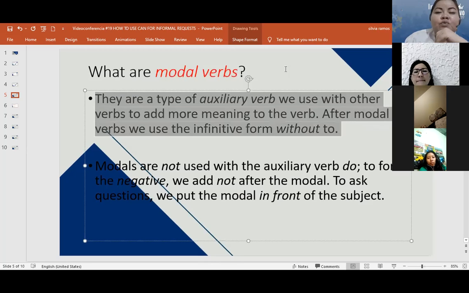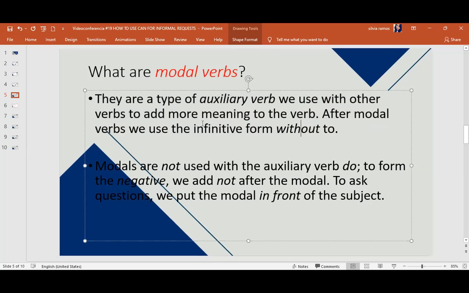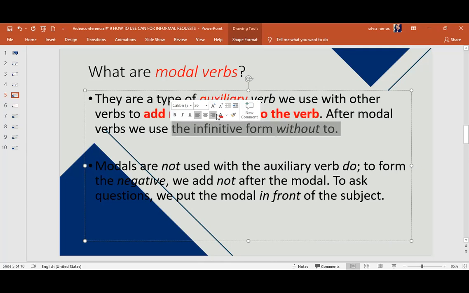Aide, can you read the first paragraph? Okay, teacher. They are a type of auxiliary verb we use with other verbs to add more meaning to the verbs. After modal verb, we use the infinitive form without to. Very good. We're going to use the infinitive form without to.